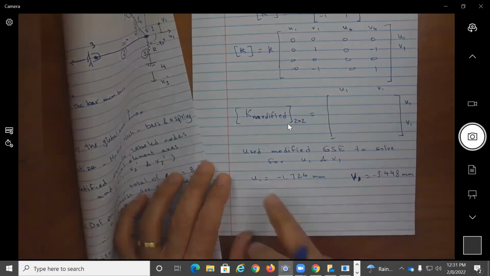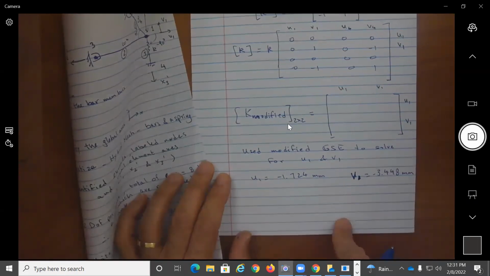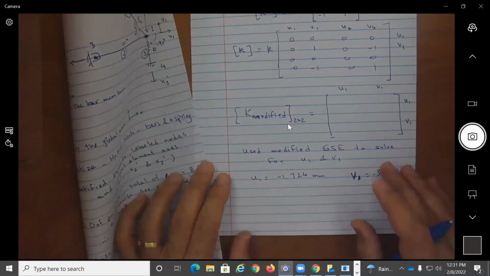Now, once you have U1 and V1, you should be able to easily calculate the stresses in the bars. So please try to work on this at home, and when we come back on Thursday, I'll be happy to answer any questions. Okay?